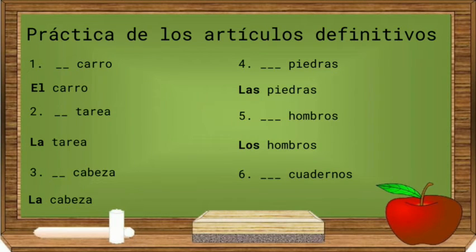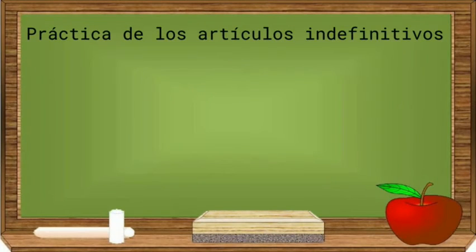Blank cuadernos. Take a moment. You should have gotten los cuadernos. Why? Well, it ends with an S, so it's going to have to be plural, and there's an O before it, so that means it must be masculine. Okay. Now let's take a look at some indefinite articles using our rules and what we know.